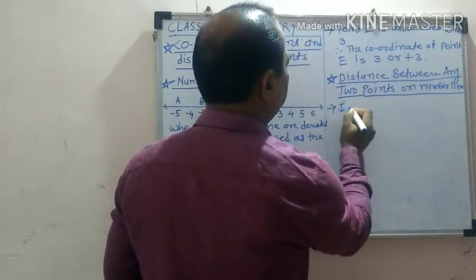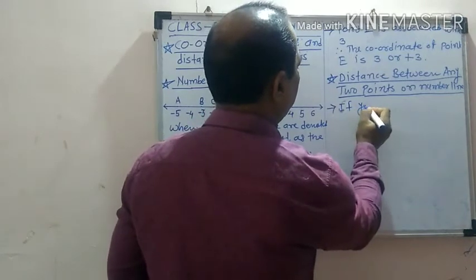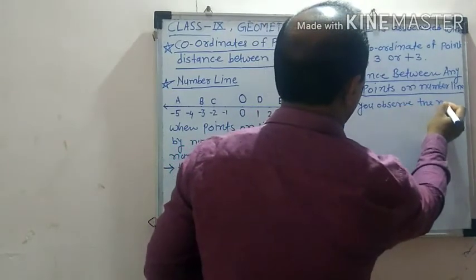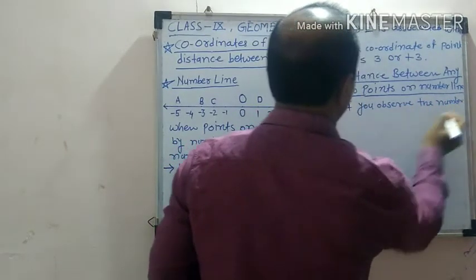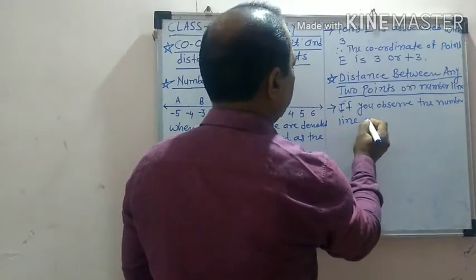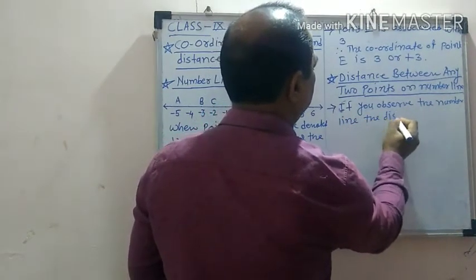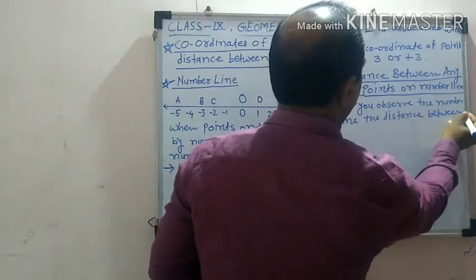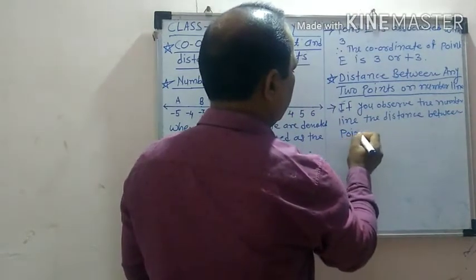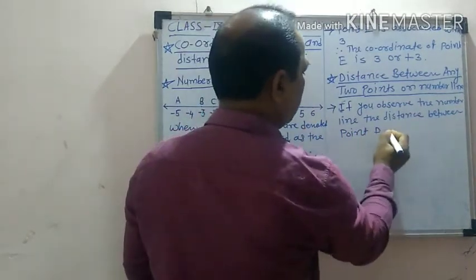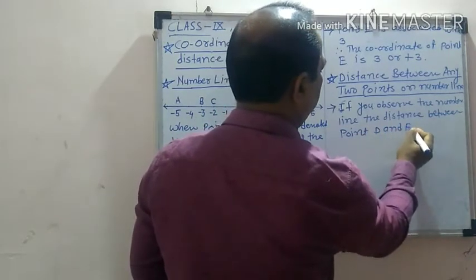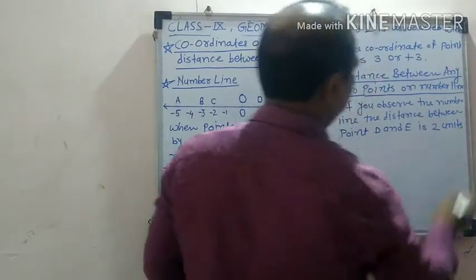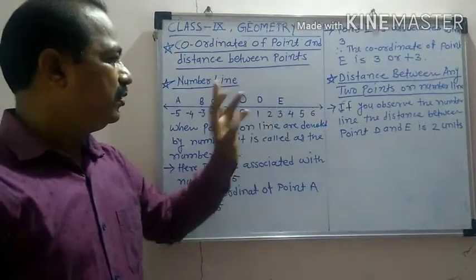If you observe the number line, the distance between point D and E is 2 units. It is 2 units, 1 and 2.